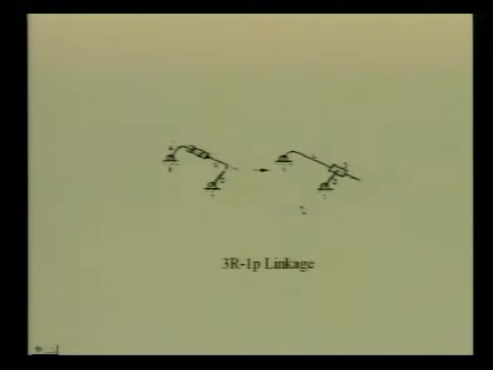This diagram shows how to represent a linkage where there is a prismatic pair. We have a 4 link mechanism. Link number 1, the fixed link, is connected to link number 2 by a revolute pair at this location. Link number 3 is connected to link number 2 by another revolute pair at this location. There is a prismatic pair between link number 3 and link number 4, and the direction of the prismatic pair is given by this line. Link number 4 is again connected to the fixed link number 1 by a revolute pair.